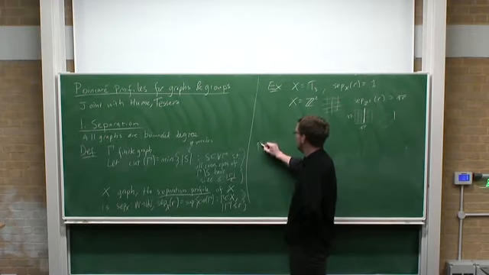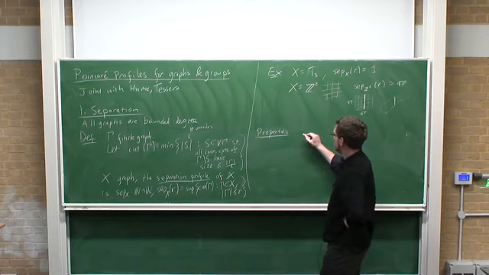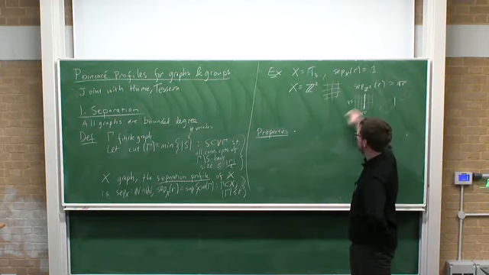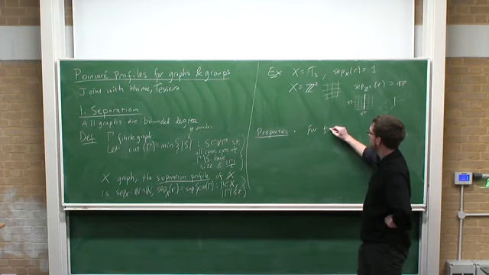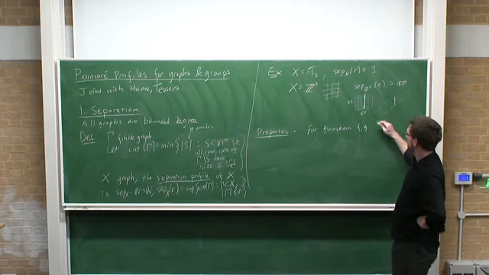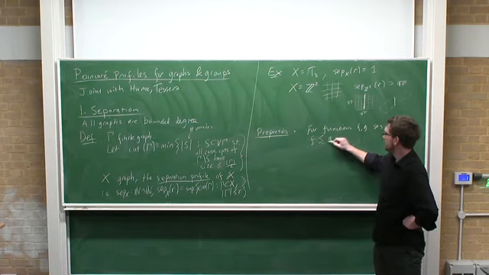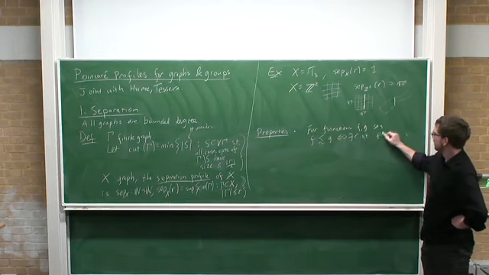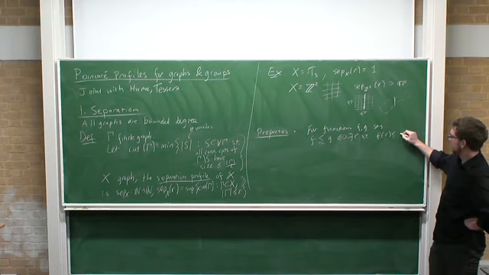Some properties. So, what are we talking about here? For functions f and g, we'll say that f is less than or equal to g, meaning a kind of coarse function type comparison.